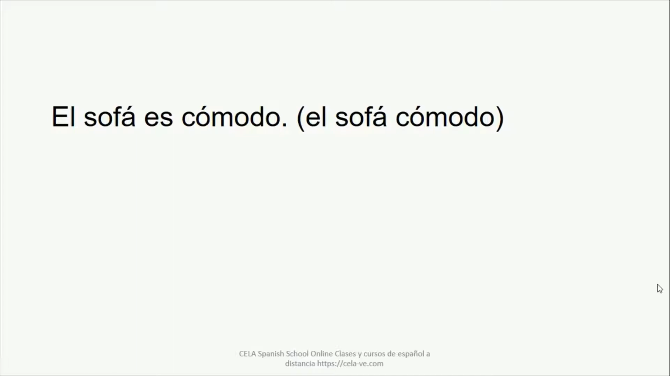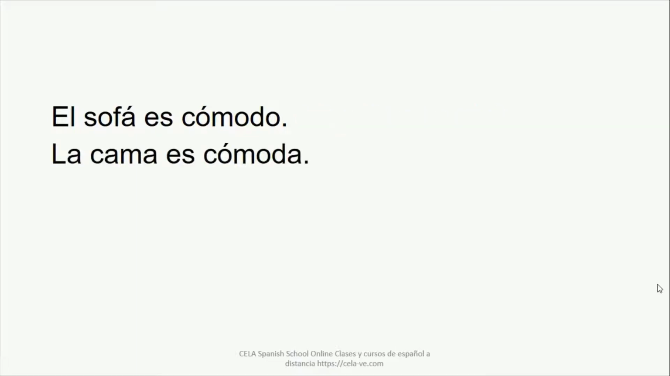Since the adjective refers to a noun or a person, it matches the gender of the noun or the person. If the adjective in its original form ends in o, it changes in gender and number. If it ends in another letter, only in number. For example, la cama es cómoda. ¿Cómo es la cama? Cómoda. Cómoda is an adjective.